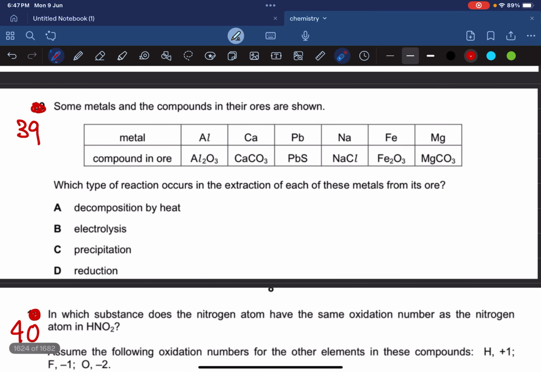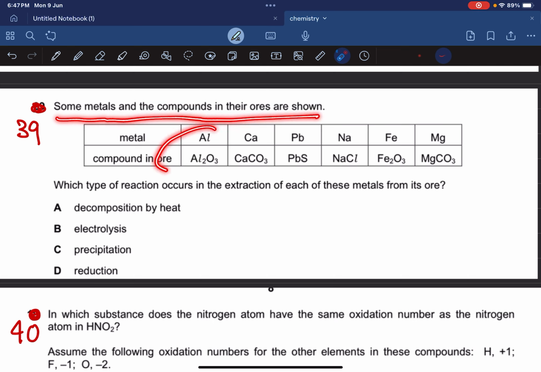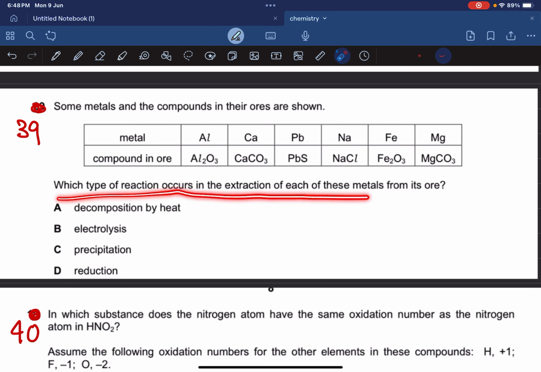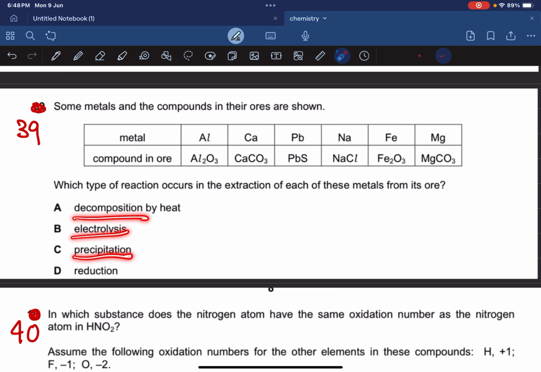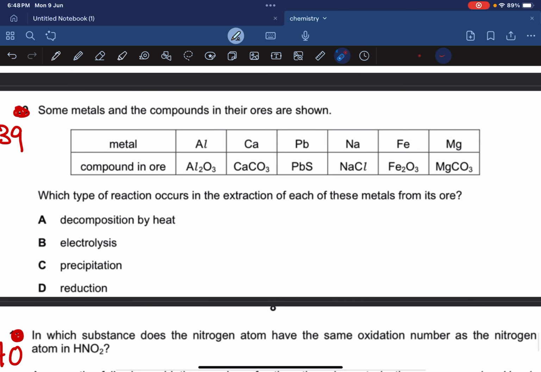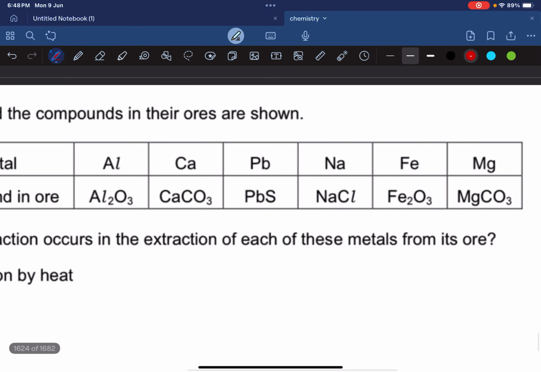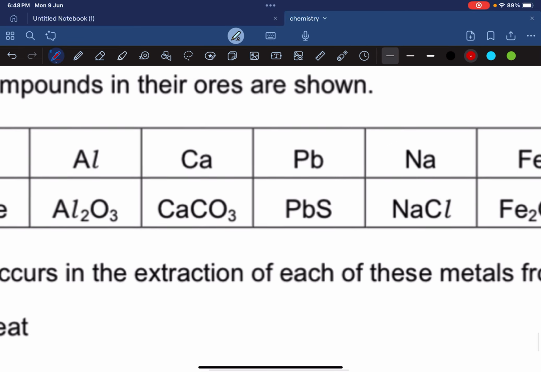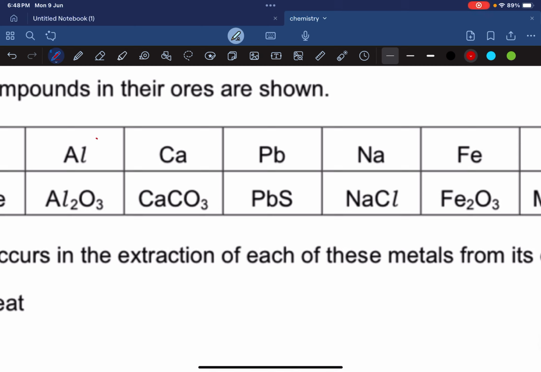Another very good question. Some metals and the compounds in their ores are shown. So which type of reaction occurs in the extraction of each of these metals from its ore? Decomposition by heat, electrolysis, precipitation, reduction. Before you select the correct option, I'd like to help you by telling you one thing. What is the oxidation state of aluminum over here? 0. What is the oxidation state of aluminum over here?